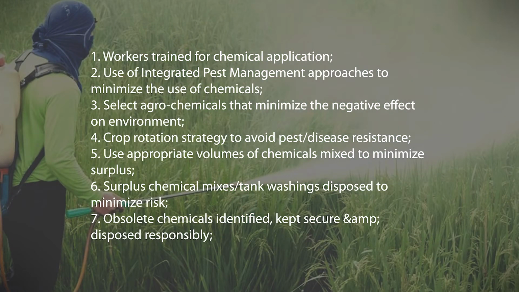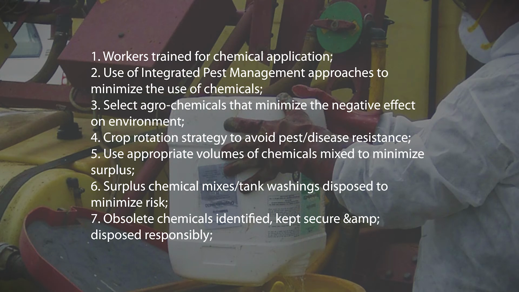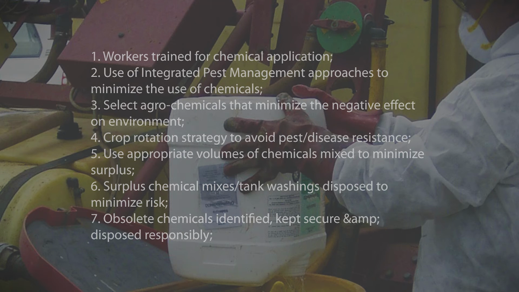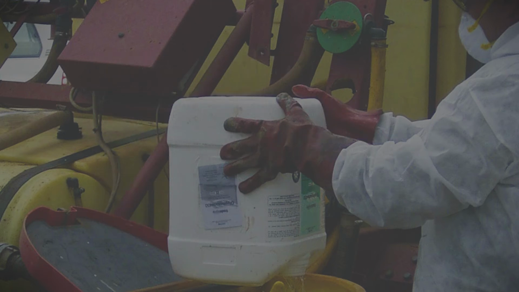Use appropriate volumes of chemicals mixed to minimize surplus. Any surplus chemical mixes or tank washings should be disposed to minimize risk. Obsolete chemicals should be identified, kept secure, and disposed responsibly. Records of chemical application for each crop should be kept, along with relevant details. You should also keep records of chemicals held in storage. You will find a few useful links in the resources for Unit 4.